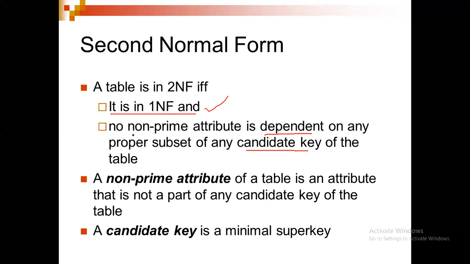So we call those things non-prime attributes. No non-prime attribute should depend on any proper subset of any candidate key of the table. Okay, so what do you mean by this? A non-prime attribute of a table is an attribute that is not part of any candidate key of the table. So it says that whatever the other attributes are, they are not part of the candidate key.